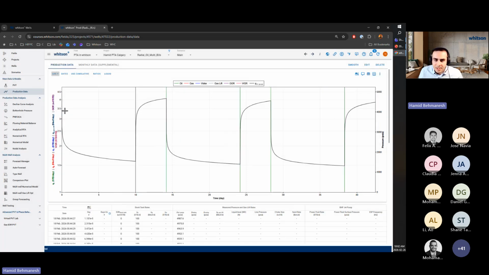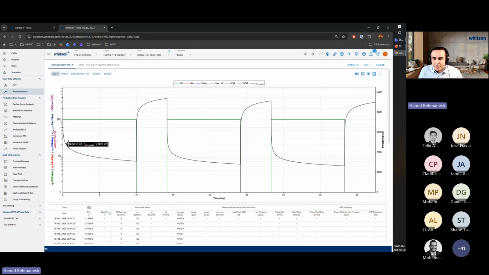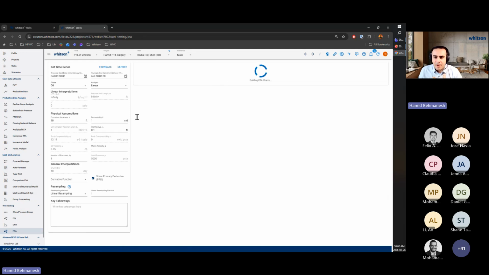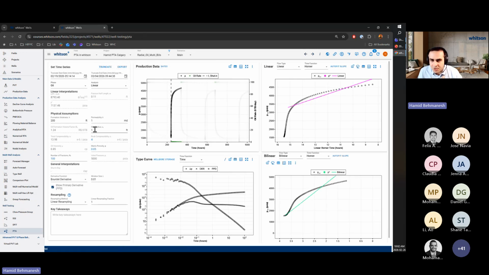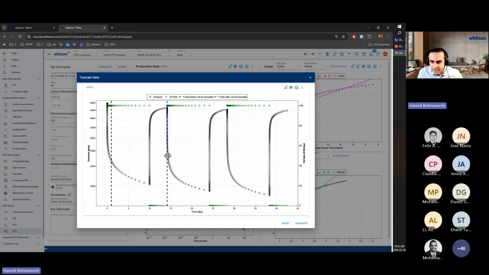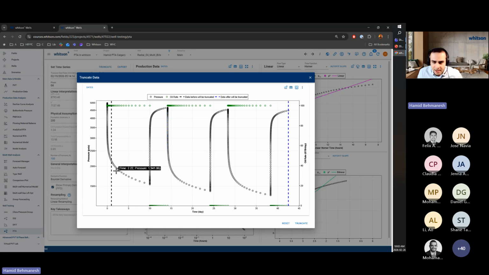So I'm going to set them to 0. The reason why we need to import this as 0 is simply because of the way the PTA module is set up for the truncation feature that I'm going to show you. It identifies the build-up period for those periods where the rate is 0. That's how the truncation feature is functioning right now. So let's say this is the entire production data, right? With the entire production data, I'm going to leave this aside for now.